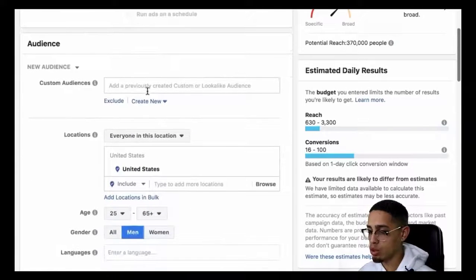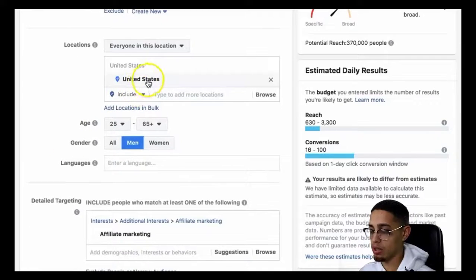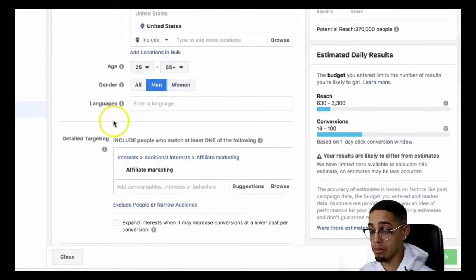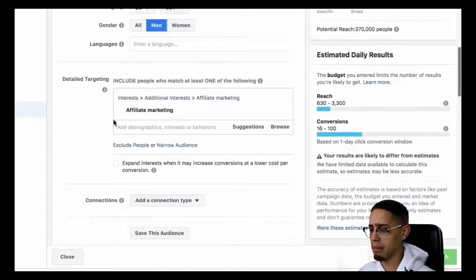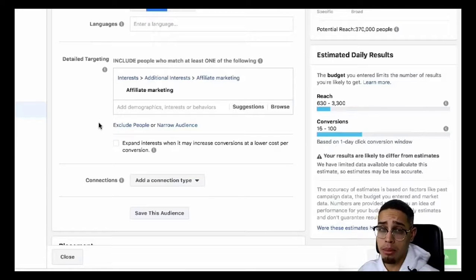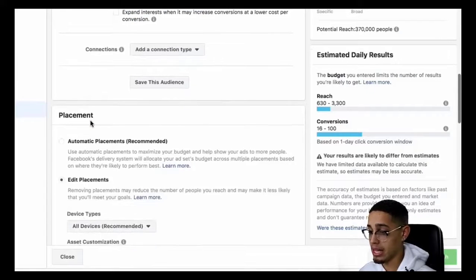And basically, who am I looking to reach is everybody in the United States. The age is 25 to 65. I'm doing men because my brand is more congruent with men. And believe it or not, my targeting really isn't even that crazy. It's literally affiliate marketing. Now, it doesn't mean that just by targeting affiliate marketing, that's gonna be the best ad set for you, not necessarily. The name of the game, guys, is just split testing. So affiliate marketing, that's my targeting.